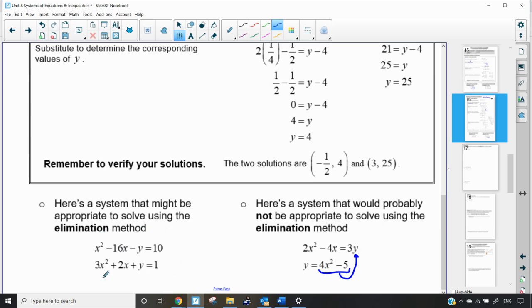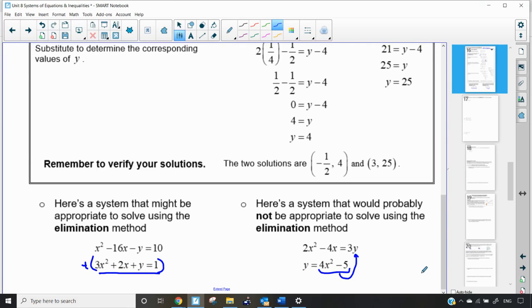Whereas for my first equation, I would want to be using elimination so I could get rid of my y's. In this case, I would just add my equations together. I'd eliminate those y's and then be able to go ahead and solve for x.